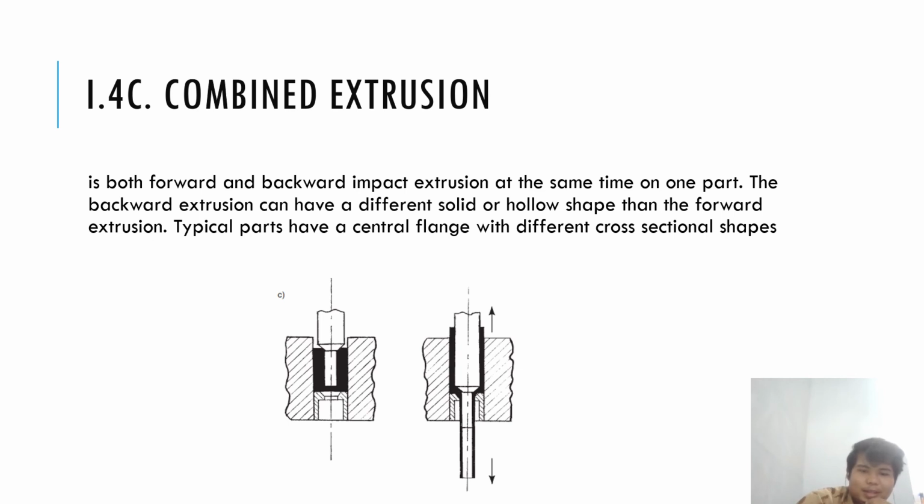Combined extrusion is about forward and backward impact extrusion at the same time. And the backward extrusion can have a different solid or hollow shape than the forward extrusion, because you can see here it's pushed by the punch and the flow is going backwards. Typical parts of a center range with different cross-sectional shapes. So we can see here we have a hollow, and we can have the clearance between the punch and the die. So when the punch is pushing, it's going to go backwards and it's going to go forwards.